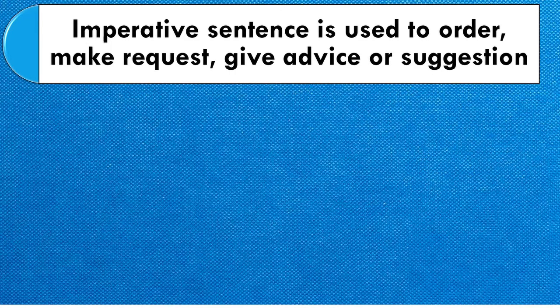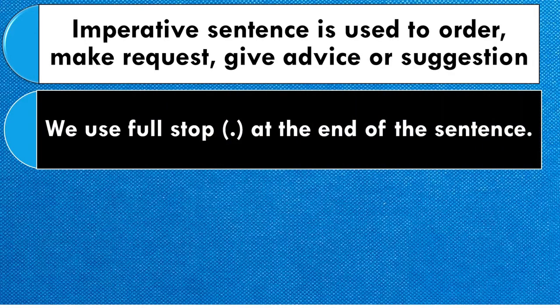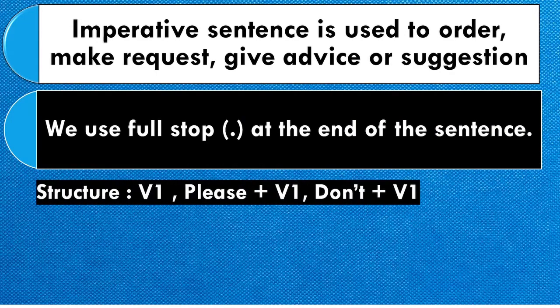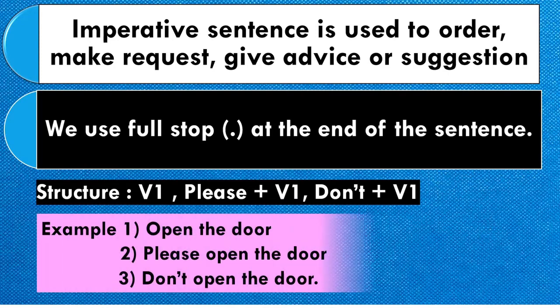Okay, किसी को advice देनी है, suggestion देना है. So for that reason, for that purpose we are using imperative sentence. We use full stop at the end of the imperative sentence, and the structure of imperative sentence is either V1 in the beginning of the sentence, or sometimes we find please plus V1, or if it is a negative command, so we find don't plus V1.